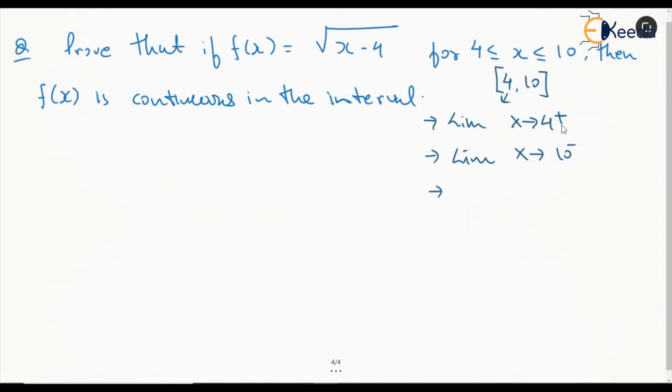Apart from that, we need to check if this function is continuous within the open interval 4 to 10. So we need to check this at 3 points, and if the limit exists at all these points, then we can say that this function is continuous. So let's start with the first one. We'll check the right hand limit at x is equal to 4.